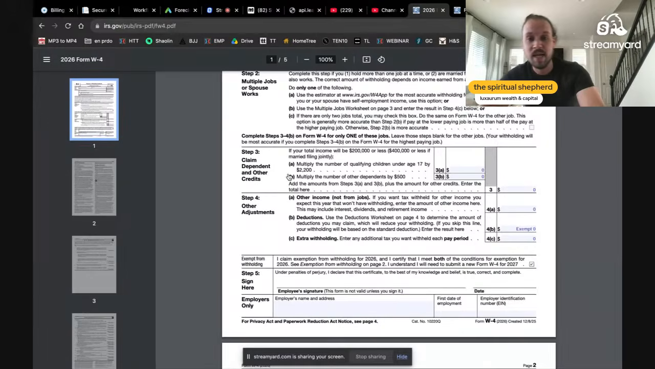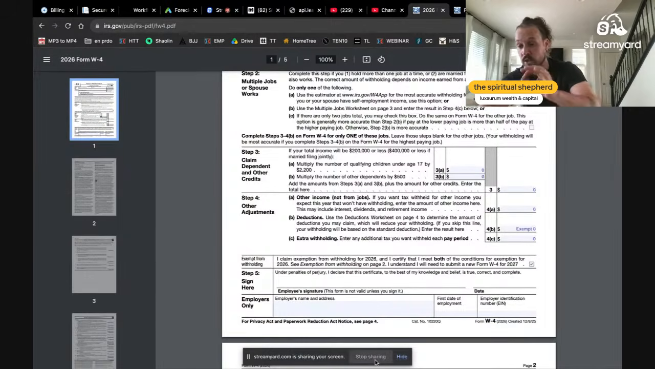That's what they're hoping, because it's a trap. All right, just like in Star Wars, it's a trap. All right. So now we're gonna move on to step 4. So for step 3 on the W4, you're gonna put on 3A, you're gonna put 0. On 3B, you're gonna put 0. On step 4A, you're gonna put 0. On step 4B, you're gonna put 0. On step 4C, you're gonna put 0.